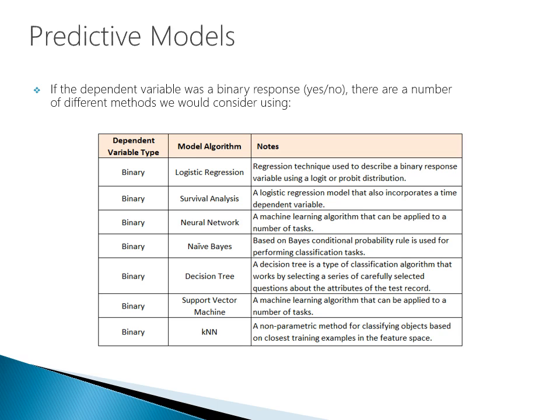If the dependent variable was a binary response, a yes-no variable, there are a number of different methods that we would consider using. We could use logistic regression, survival analysis, neural networks, naive Bayes, decision trees, support vector machines, k-nearest neighbor, and the list goes on and on.